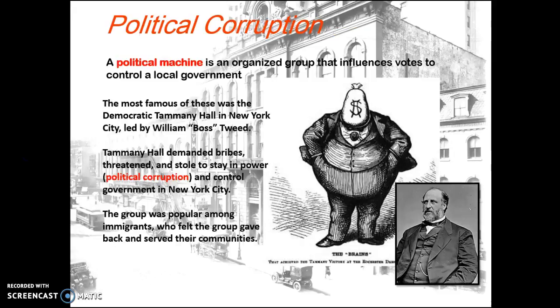During this time, you're also going to have political corruption. A political machine is an organized group that influences votes to control a local government. The most famous of these was the Democratic Tammany Hall in New York City, led by William Boss Tweed. Tammany Hall demanded bribes, threatened and stole to stay in power. This is what is called political corruption, and they controlled government in New York City. The group was popular among immigrants who felt the group gave back and served their community.